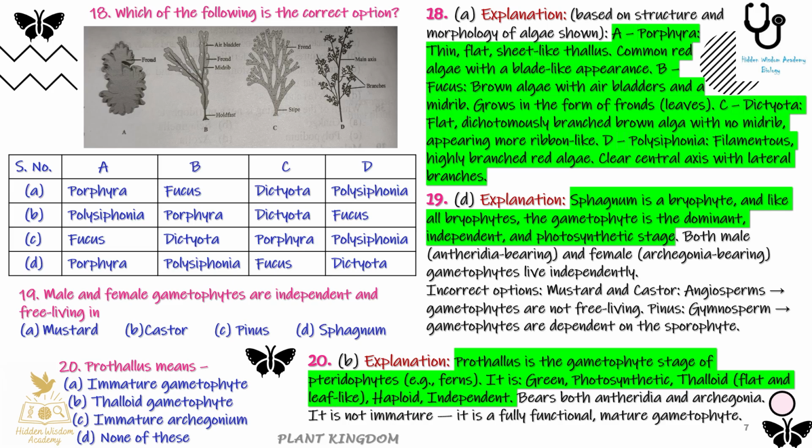Incorrect options: Mustard and castor are angiosperms, which have gametophytes that are not free-living. Pinus is a gymnosperm, which has gametophytes that are dependent on the sporophyte. So, option D is the correct answer.